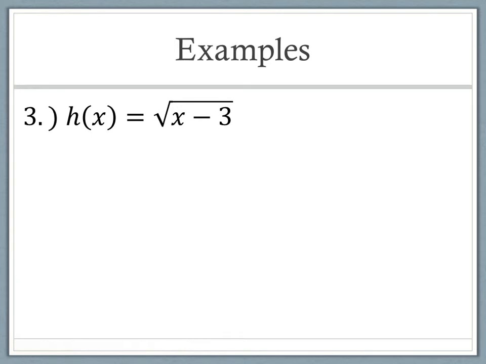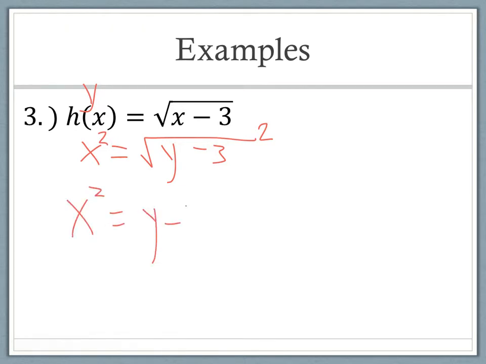All right, so let's take a look at this one. It's a little different. It has a square root in it, but we're going to do the same steps. We know that this h of x is just really a y, so we're going to sub that out with an x equals the square root of y minus 3. Now I need to get rid of this square root, so I'm going to square both sides. So I have x squared equals y minus 3 now, since the square and the square root kind of cancel.